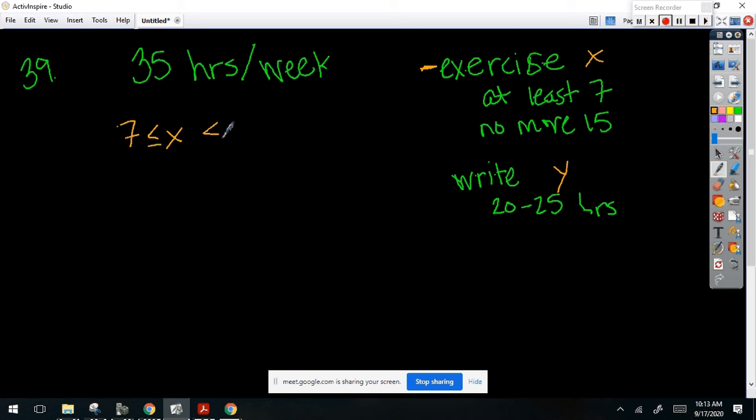So for this one, I'm going to stay in the first quadrant because we know that's where we're going to be. Let's go by 5s: 5, 10, 15, 20, 25. So between 7 and 15, about right here.